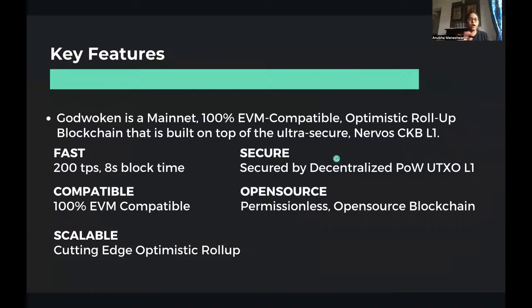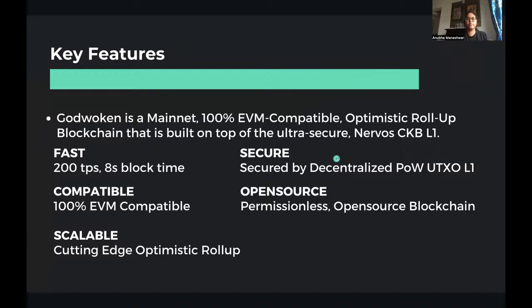has a lot of key features. Godwoken has been pushed to mainnet right now. It is 100% EVM compatible, meaning that you can use all the EVM tools and resources that you use, and you can actually use those tools to deploy on Godwoken as well. It has optimistic rollups. If you don't know about rollups, there are particularly two main kinds, which are ZK rollups, which are particularly new, and then optimistic rollups.